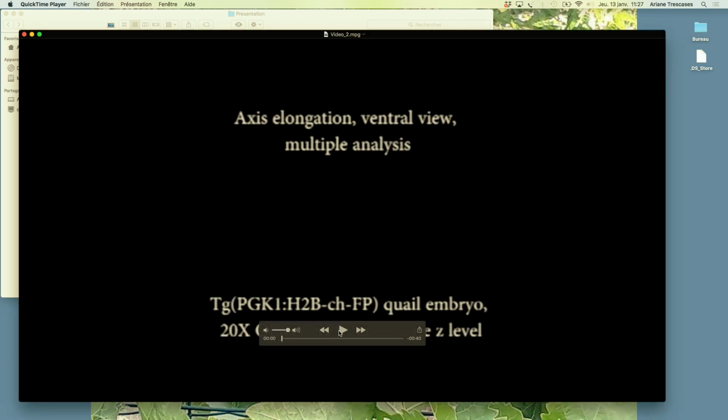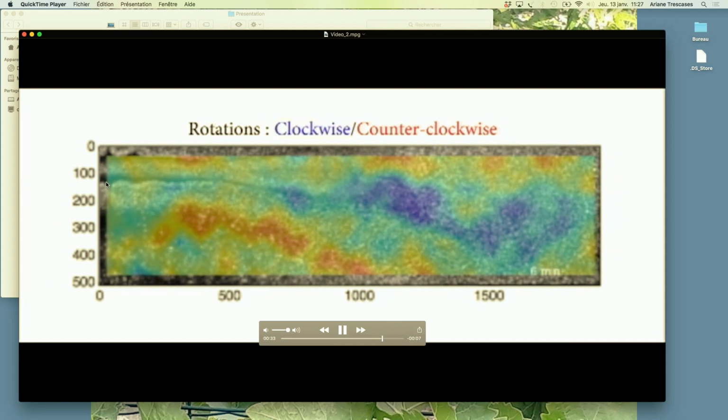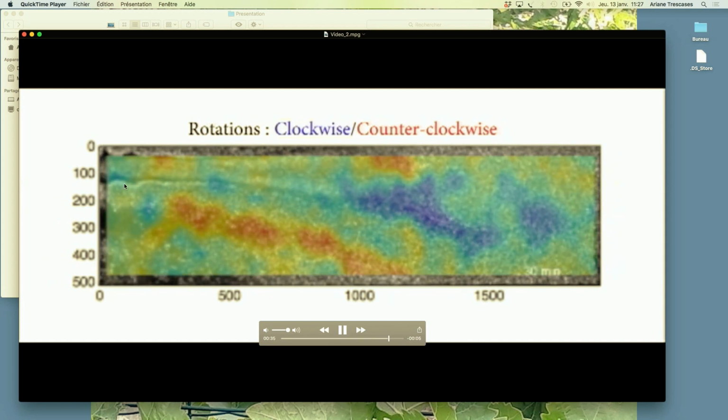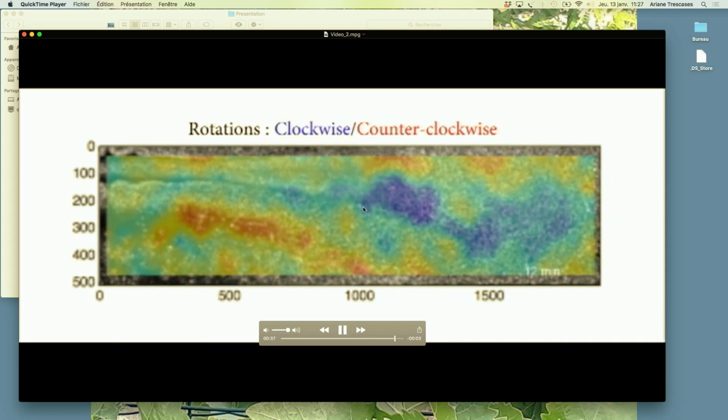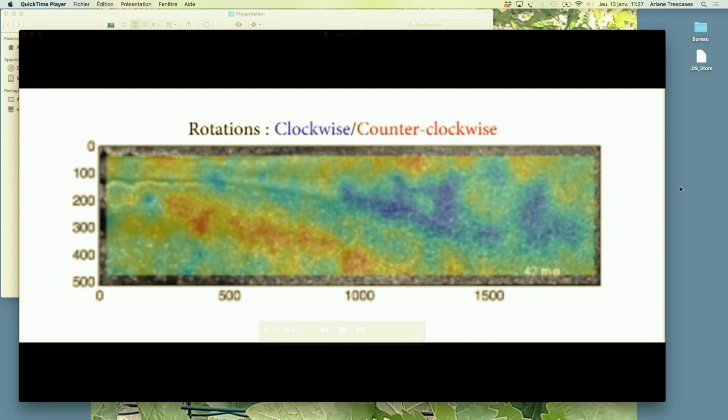So this is a ventral view of the embryo. Yes. Okay, it starts around here. So it's just a small region of the embryo. The top is in this direction, the tail is in that direction. In the middle you have the axis. This is closer to the progenitor zone, and what is more red is the PSM.